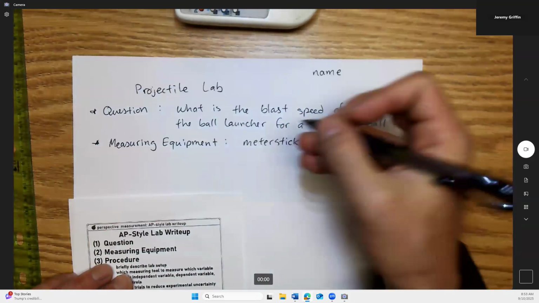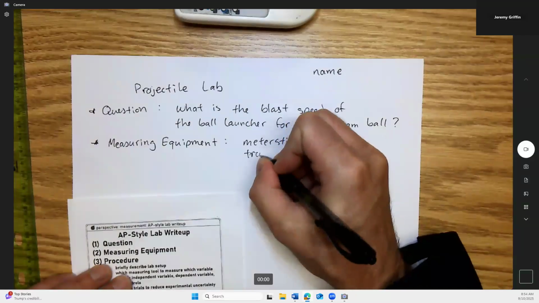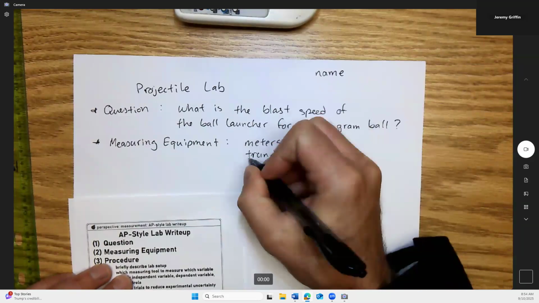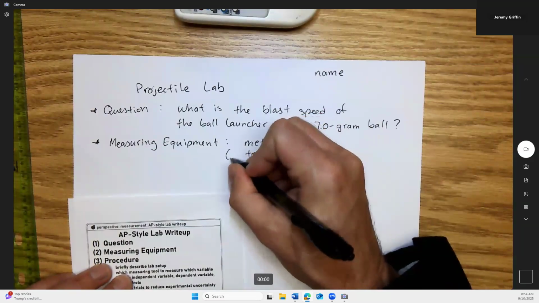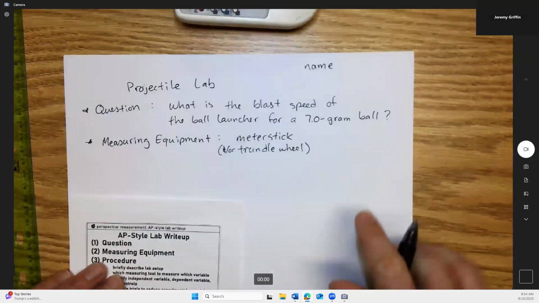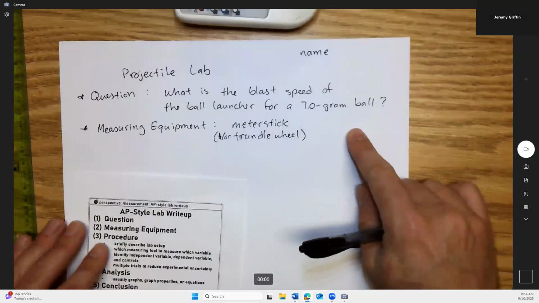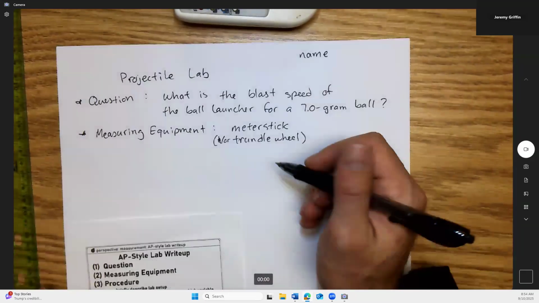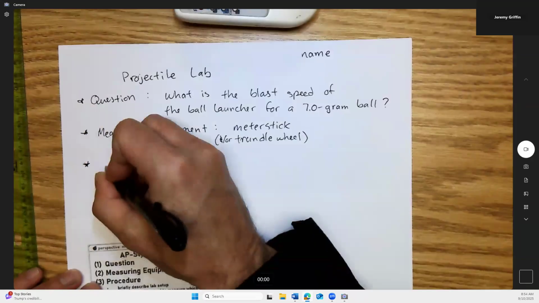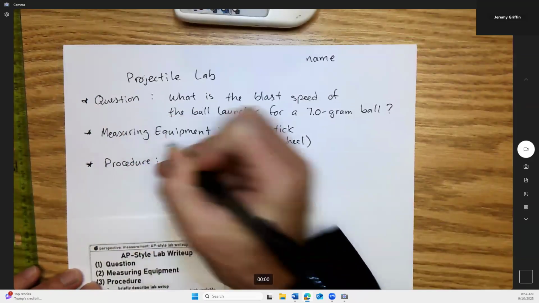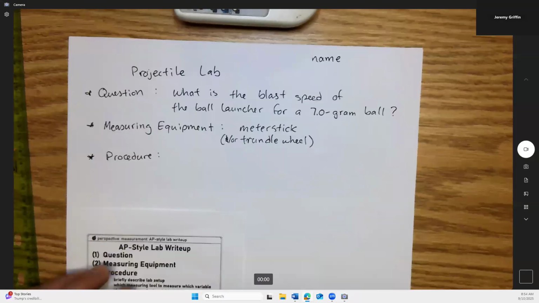Now, if you want to, you can also include the trundle wheel, and or whatever. But that's not necessary. Definitely the meter stick, like to measure the height of the balcony. All right, procedure. Now here's where there's actually different ways you could do this.